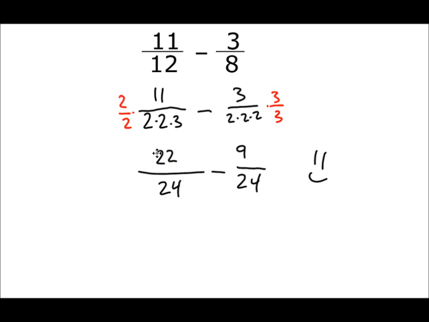So I have 22 of these things called 24ths, and I'm going to take away 9 of these things called 24ths. And 22 take away 9 is 13. So I'm left with 13 of these things called 24ths. So this answer is 13 24ths. Okay, now to the algebra, right?